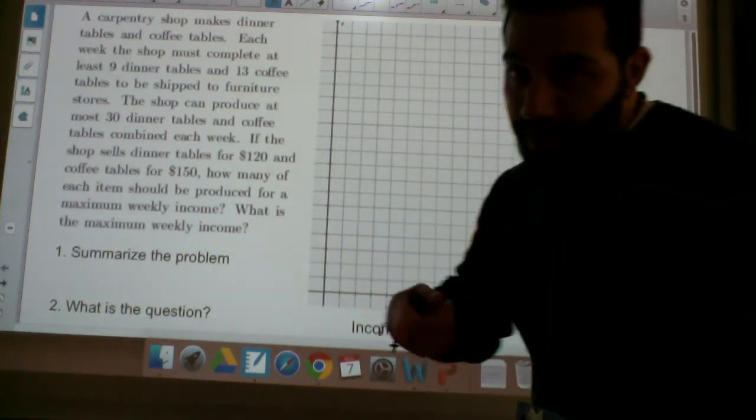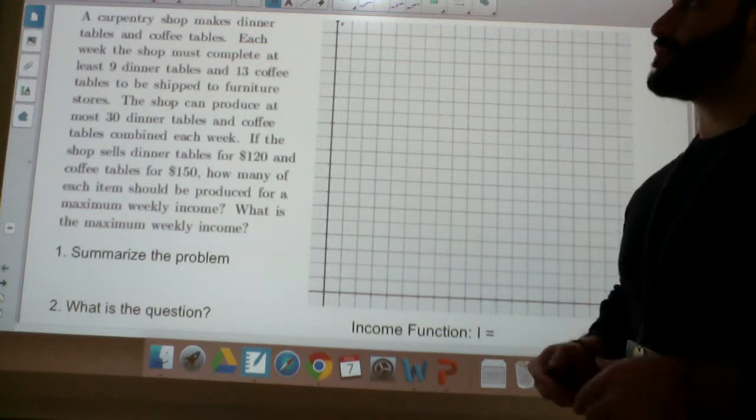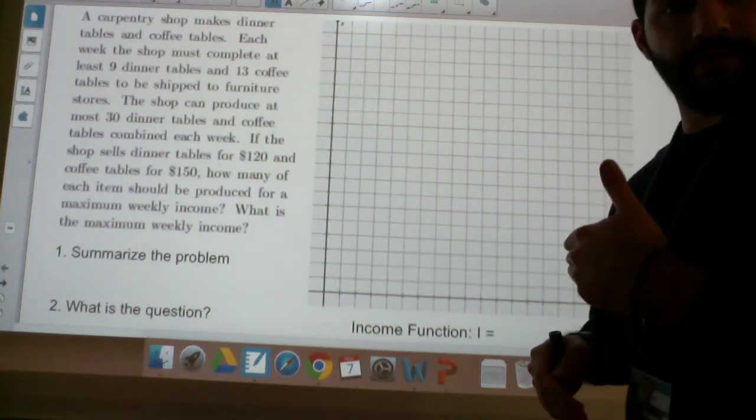All right, guys, here we go. Hope you're ready for some linear programming. So today what we got is a work problem that's talking about a carpentry shop and creating coffee tables and dinner tables. So let's go ahead and read it together.